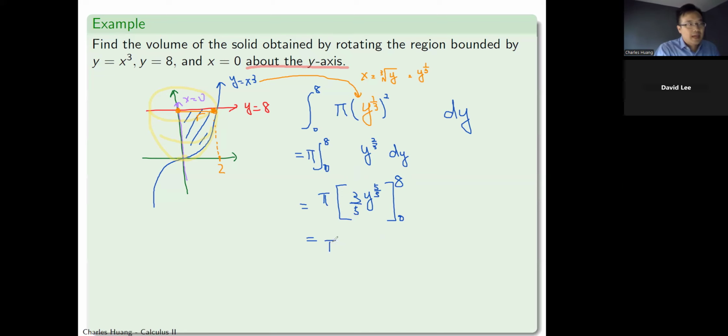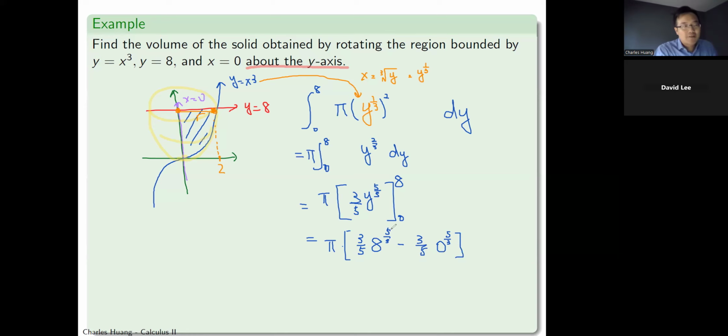So this will be pi times (3/5, 8, 5/3), minus (3/5, 0, 5/3). Now you don't have to write the 0 part because this part is just 0, right? The end is just 0. So you don't have to write it if you don't want to. You can just write 0, or don't write it at all. That's okay too.